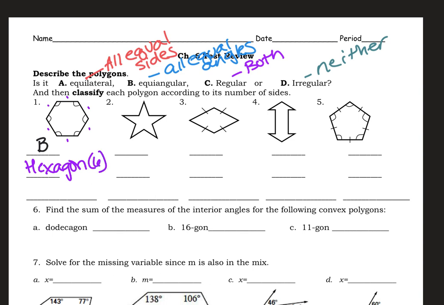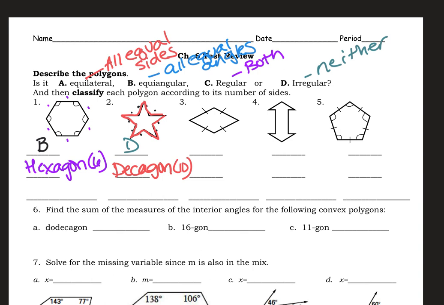The next one, are any sides or any angles marked the same? No, right? So what's our neither option? Our neither option is irregular, right? It's D. All right, let's count the number of sides. This is 1, 2, 3, 4, 5, 6, 7, 8, 9, 10 sides, because what we're doing is counting every little segment. So what's a 10-sided shape called? A decagon. Good job. All right, this is 10.